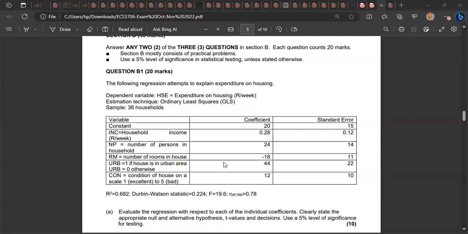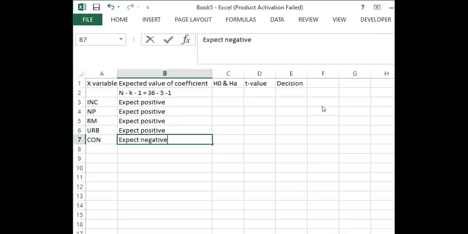And then the condition of the house, here we said we expect a negative. By the way, I'm typing these things on Excel there. I'm just going to show you what I'm typing shortly after this. It's just basic filling in. There you go, this is what I was typing there.